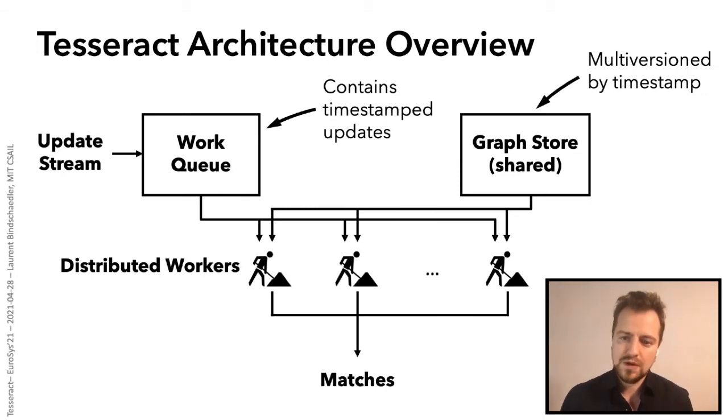So a quick word on the programming model. The programming model is actually quite simple. All the programmer needs to do is to specify pattern matching code as they would for a static mining algorithm. In particular, they don't need to worry about the incremental nature of the computation because Tesseract automatically takes care of that.